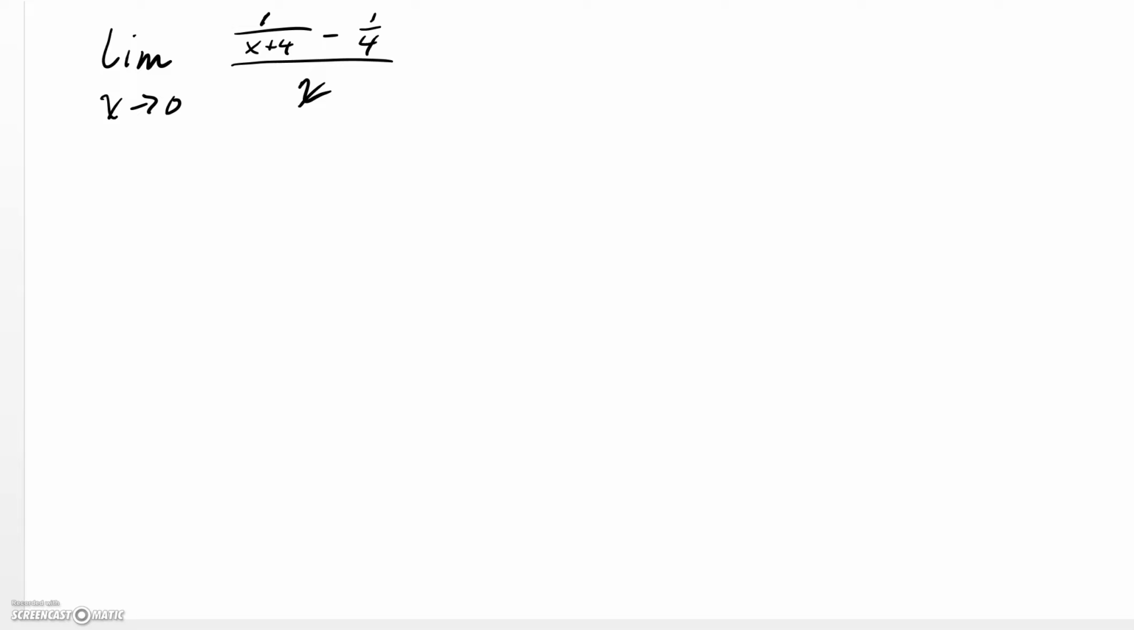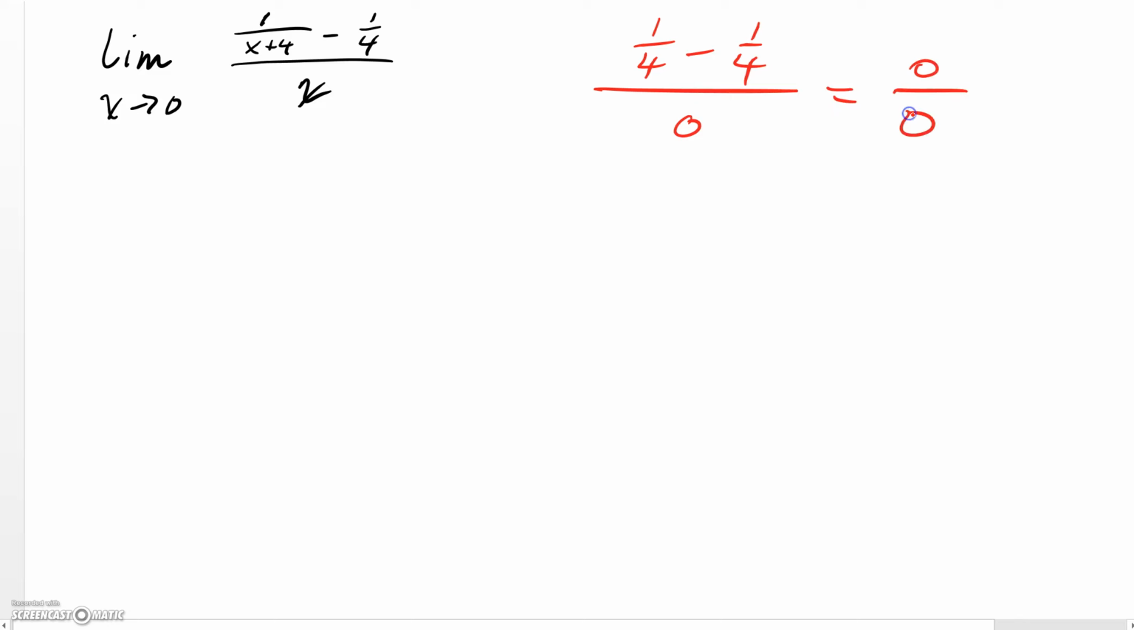All right, here's our second, more difficult limit. And again, this limit says the limit as x goes to 0 of (1 over x plus 4 minus 1/4) divided by x. Well, if we were to let x go in as 0 right now, let's see what we would get. We would get 1/4 minus 1/4 in the numerator divided by 0, which is 0 over 0. And again, that's an indeterminate form, which means it appears that this limit does not exist.